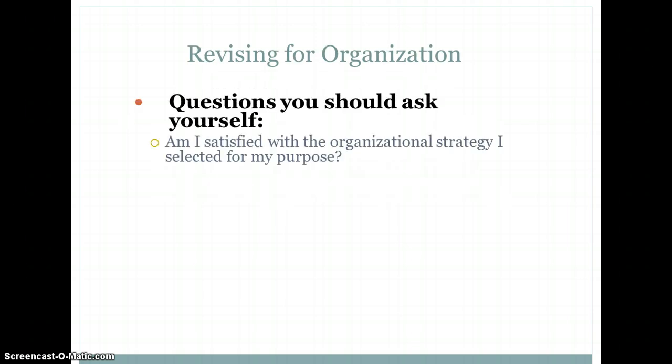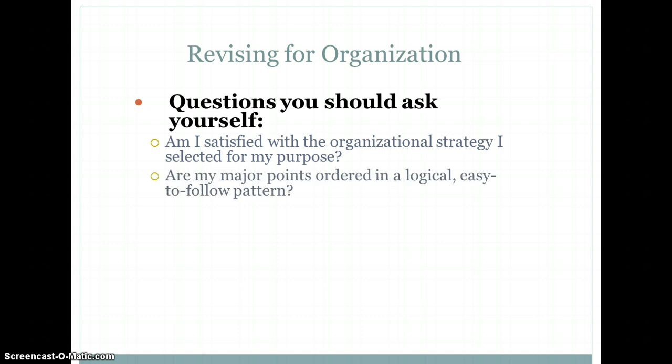Some questions you can ask yourself: am I satisfied with the organizational strategy I selected? Are my major points ordered in a logical, easy to follow pattern? Are parts of my essay out of proportion? And what this means is you have one paragraph that is really long. Does it take you 5 pages to describe your setting and then a page to resolve your conflict? Well, that would be a very out of balance story.